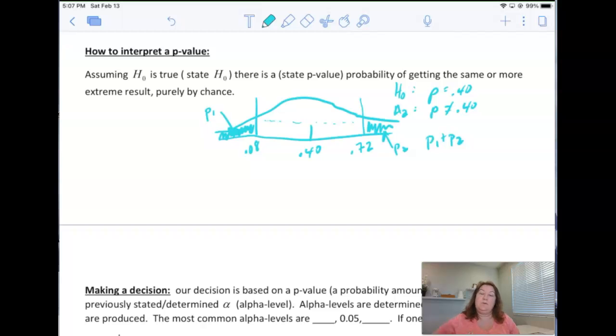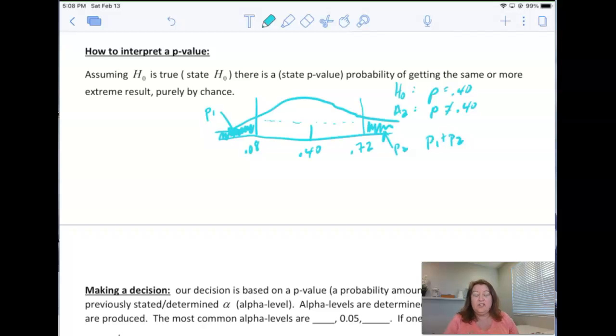So that's how we interpret a p-value. The p-value is just our proportion under the curve for what our sample looks like. And depending on what the alternative is, it depends on whether I just color in one side and add up all the probability, or I color in both sides away from what that H sub 0 is.